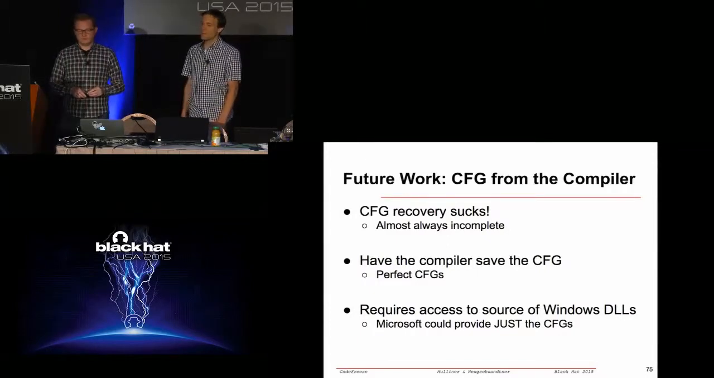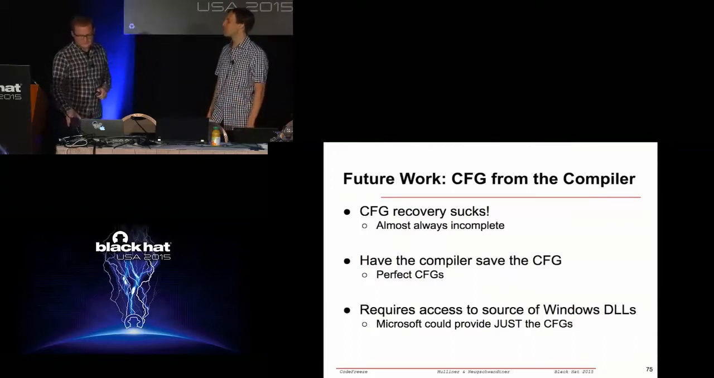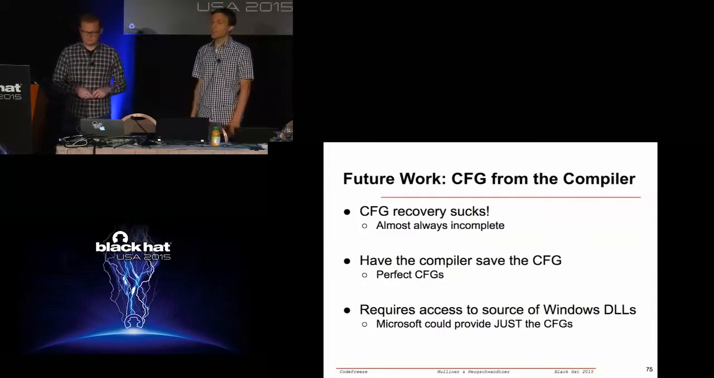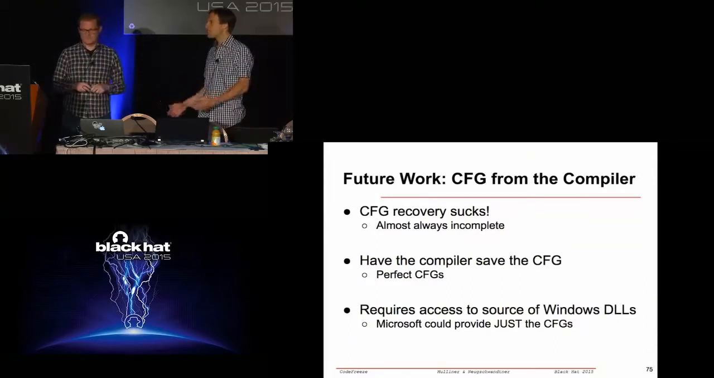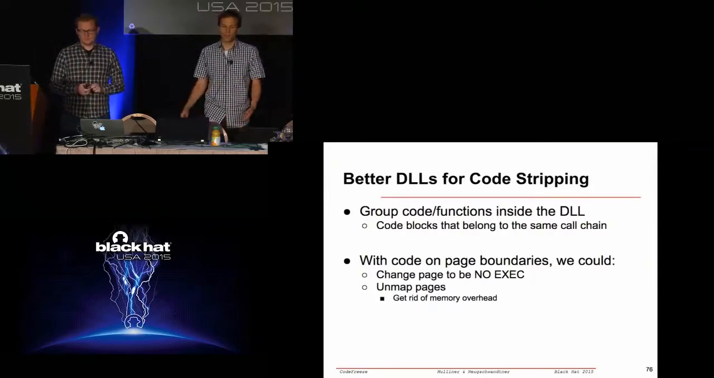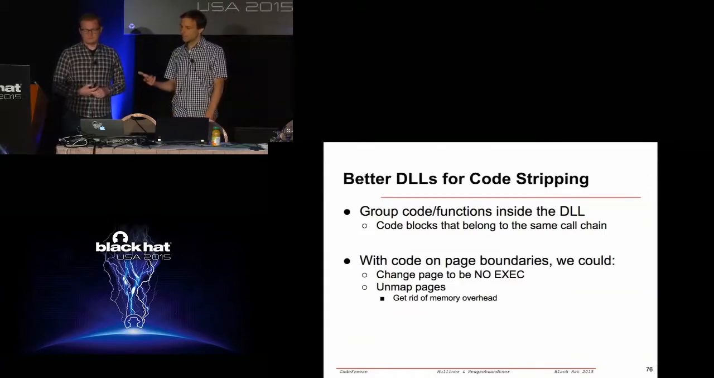Of course, this would, in theory, require access to the source of the Windows DLLs, which is probably not going to happen. But one thing that Microsoft could do is just provide us with the CFGs themselves. If we had just this information, it would already be great for code stripping.